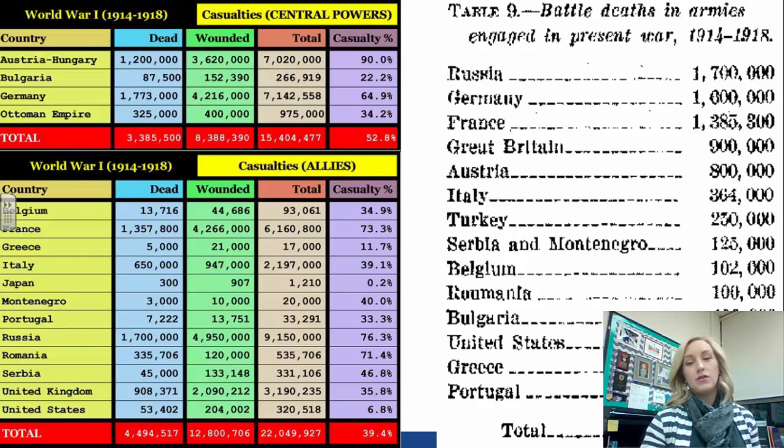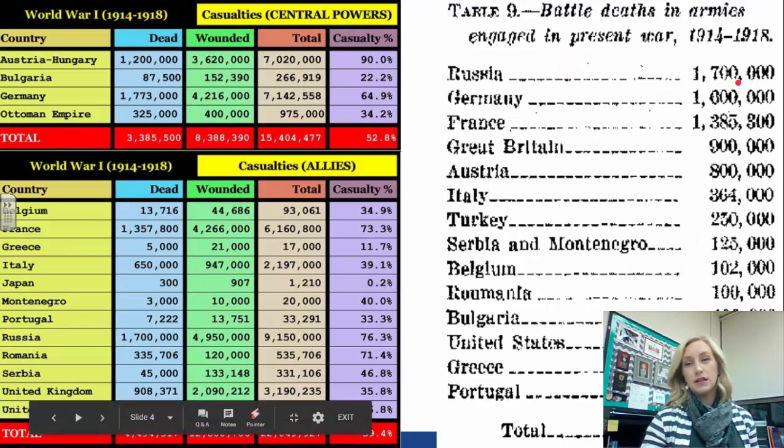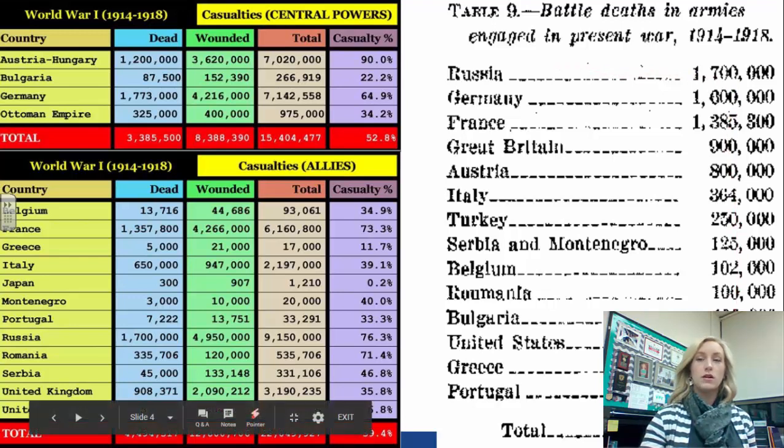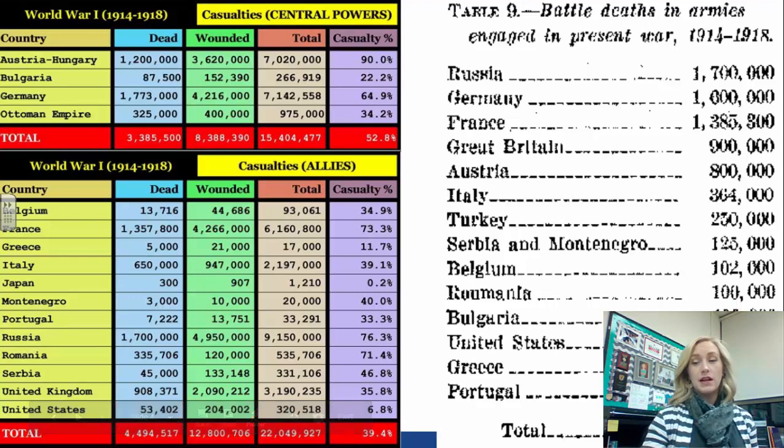But looking over here on the right, Russia definitely led the way, then Germany and France, and then we go down the list. But a total of 7.5 million people were killed in the First World War. And so the world had never seen something like this before.